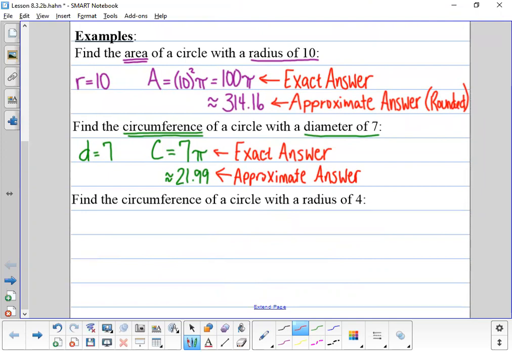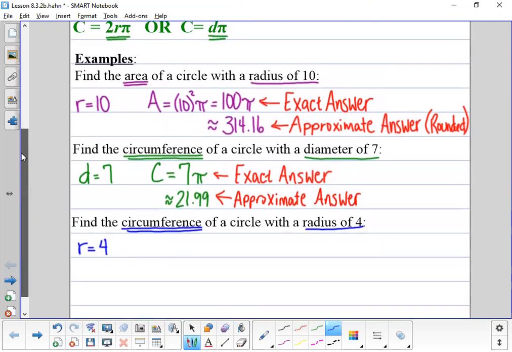Here's the next one we're going to find. Find the circumference. So we're looking for circumference again, but this time I have a radius of 4. So R equals 4.